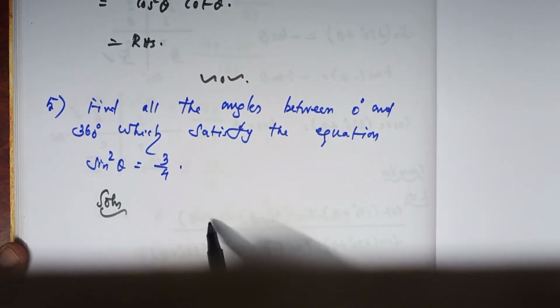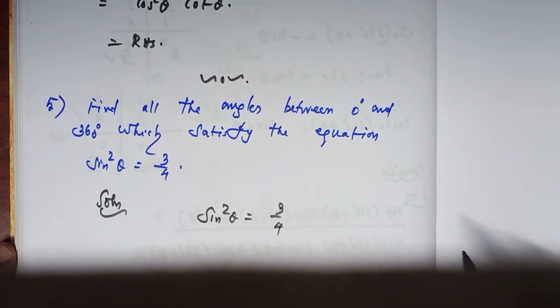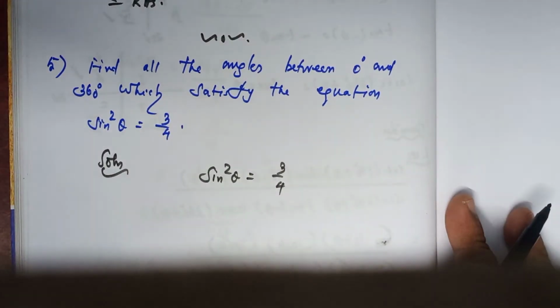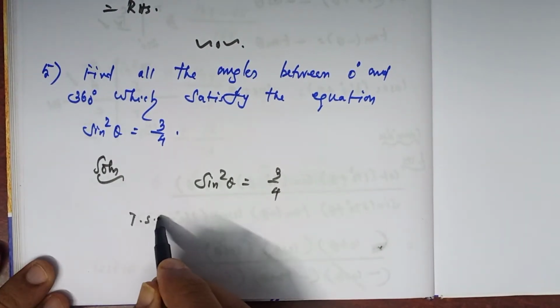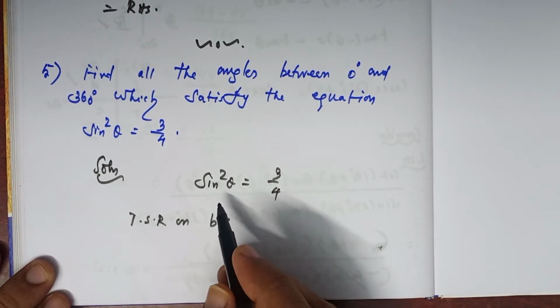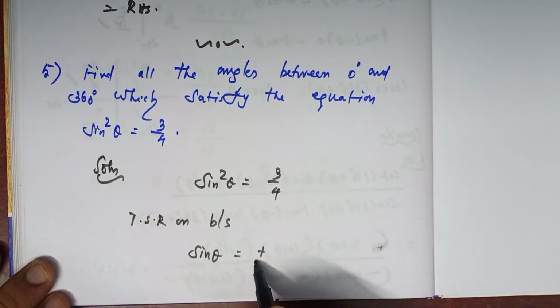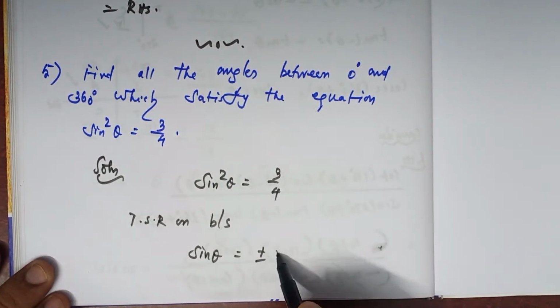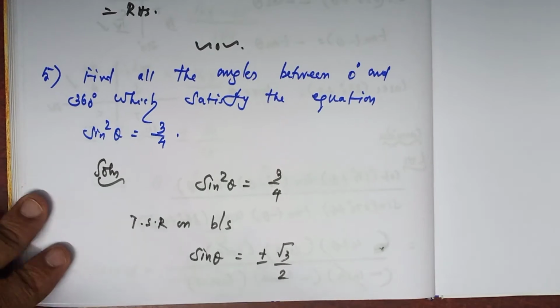Solution: sin squared theta is equal to 3 by 4. Taking square root on both sides. Square root of sin squared theta is sin theta. We have to introduce plus or minus because of that square. The square root of 3 is root 3 and the square root of 4 is 2. So sin theta is equal to plus or minus root 3 by 2.